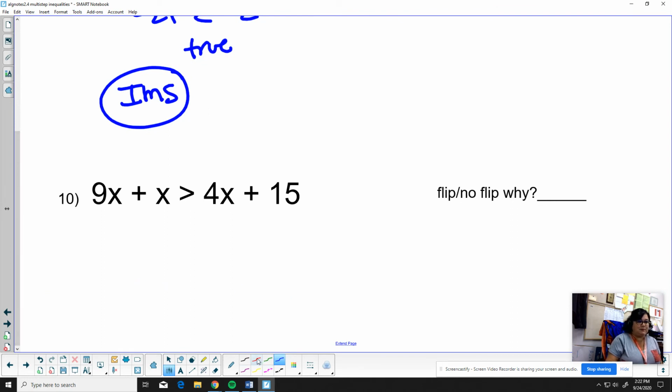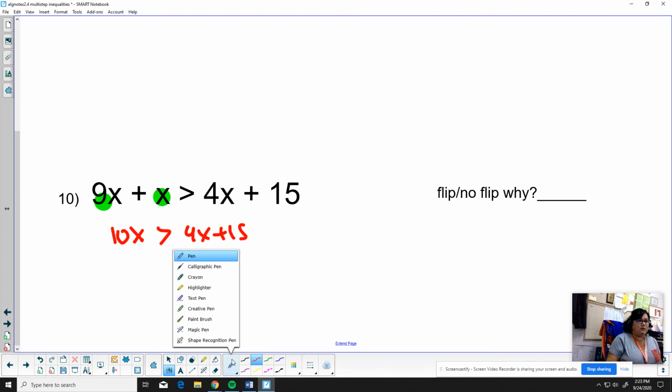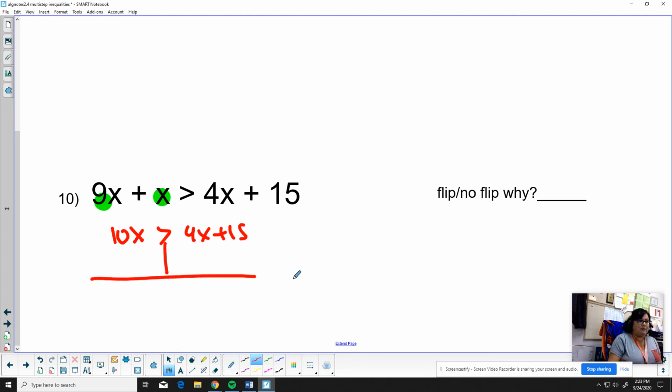All right, let's try this one. Okay, so I'm not ready for that t, am I? Because I've got like terms over here. See, I have an x and an x. I can combine those. So that's 10x, and the other side can't be combined. So now I can make my t because I'm ready to move that 4x.